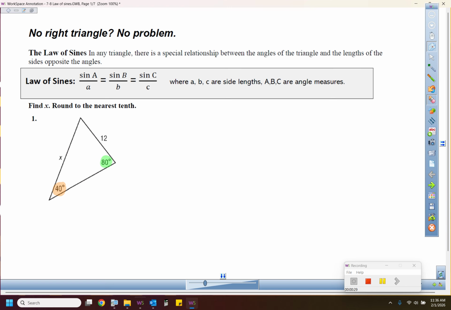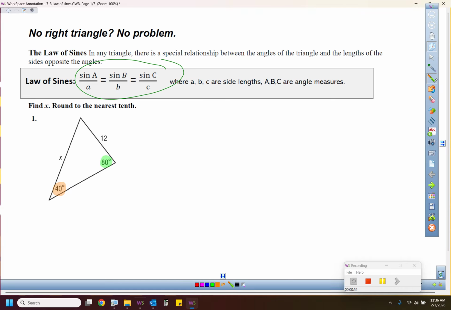There's two different functions that we'll use this chapter. One of them is called the law of sines. That's what we'll do today. The other one's called the law of cosines. That'll be next time. So let's just take it one thing at a time. If we don't have a right triangle, we could possibly use the law of sines. And even though this looks messy, it's going to be way easier than you think.